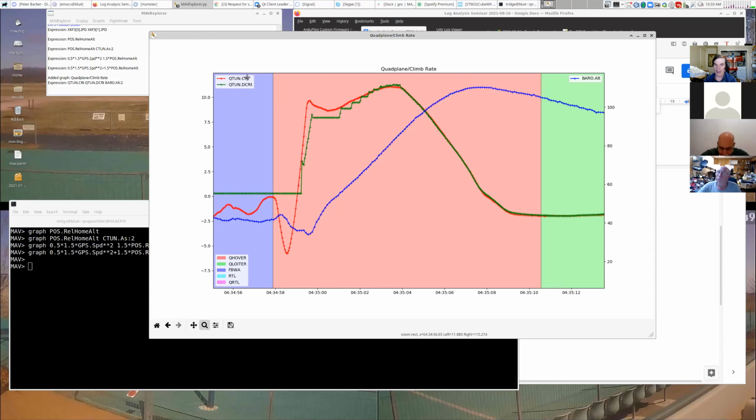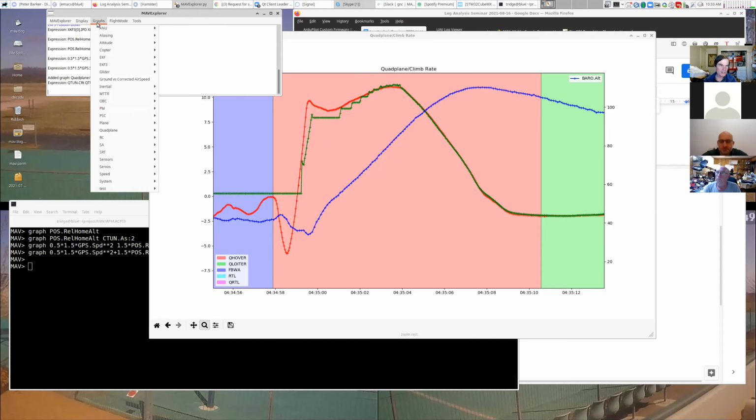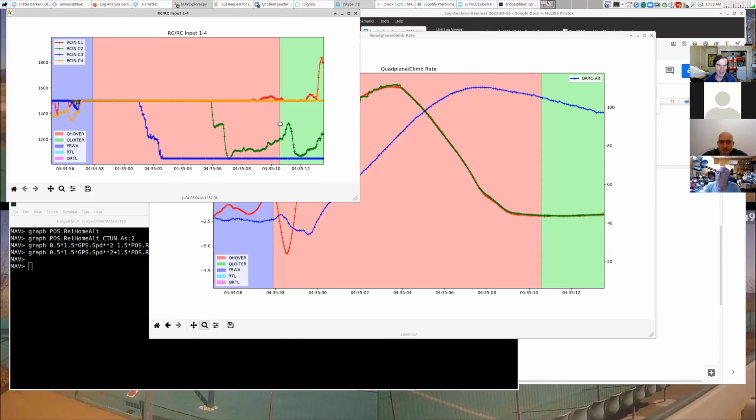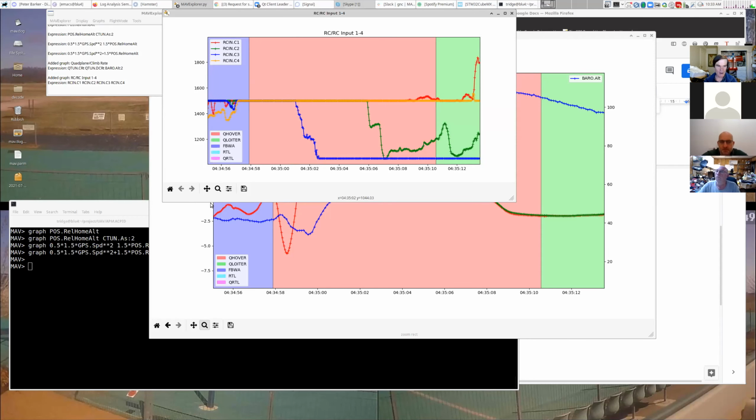This is coming from the EKF, and the desired climb rate is coming from our controllers. Now, notice the desired climb rate is positive, and we're transitioning with fairly neutral sticks. Let's have a look at his sticks, what's happening on his RC inputs. And in fact, he's demanding descent here on channel 3.